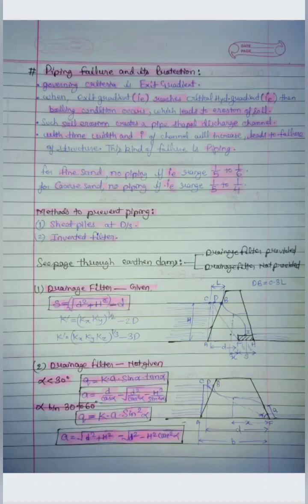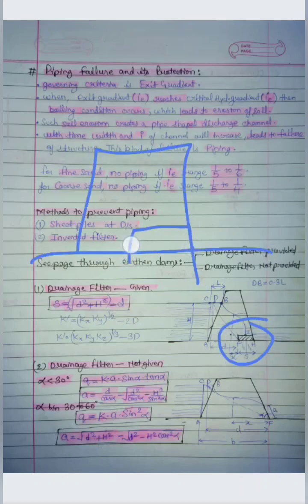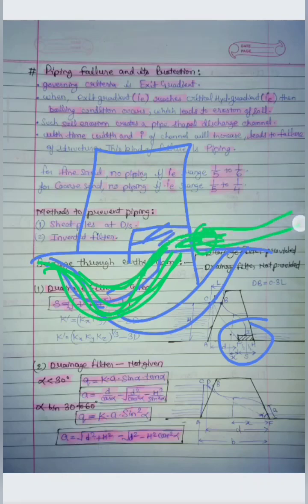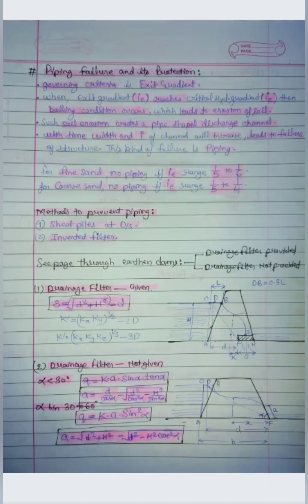Second is the inverted filter. At the downstream side we provide a permeable medium, that is a drainage filter, which attracts the seepage water. So the seepage water, instead of going anywhere else, is attracted towards this filter and comes into it, and because this filter is permeable, its permeability is good, so the water comes only from this place, and at this place we can provide some piping or some arrangement which can drain out this water safely without causing piping failure.